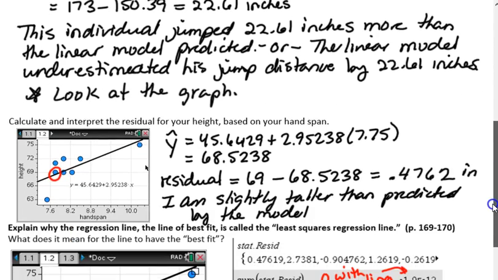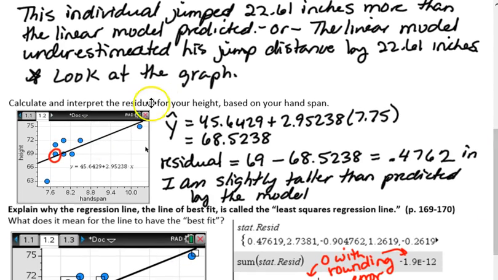So what if we calculated our own residuals? If I calculated the residual for my height, my handspan was 7.75 inches, so my predicted height is 68.5 inches. My residual is actually very small because my actual height is 69 inches. So I'm only slightly taller than predicted by the model, but it's a pretty good prediction for my height.